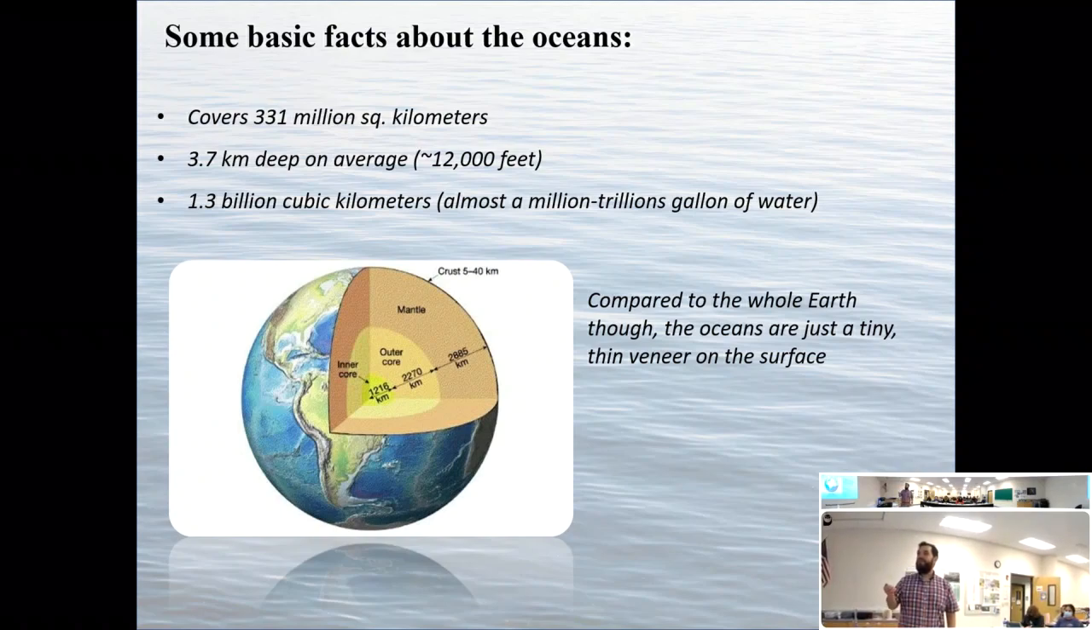Covers 331 million square kilometers. Average depth is 3.7 kilometers deep. Okay? That's a very important thing. So you can round it off to 4, but you should know. Definitely on the final exam and for the midterm, I'm going to ask that. I ask a lot of just basic facts. I want to make sure you know the basic facts. You should know how deep the oceans are. Okay, it's about 4 kilometers. So make sure you know that. About 4 kilometers on average.